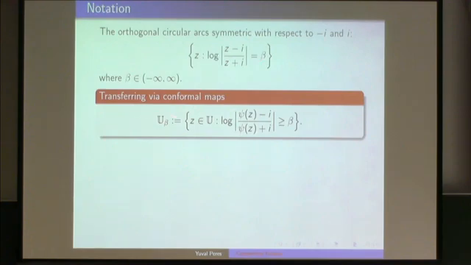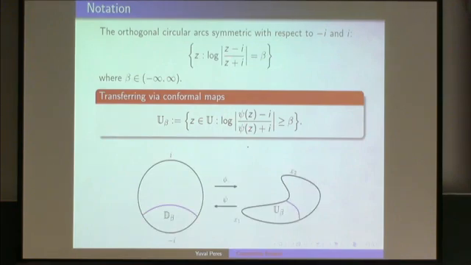And so if psi is a conformal mapping, then we can define domains u beta, subdomains of the domain of interest u, using the conformal map psi and these circular arcs. Okay, so here we have u beta, and it's mapped to a domain d beta.